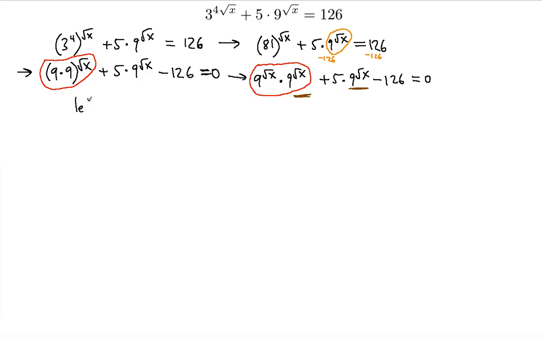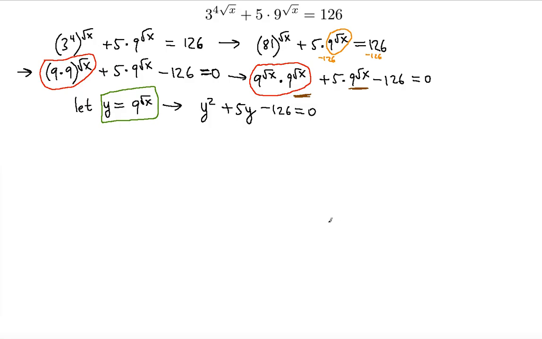So what you're going to do next is let y be equal to 9 to the square root of x power. And that means, as a result, this will be the product of two y's, right? Because each y represents 9 to the square root of x. So the first term is going to be y squared, y times y. Y squared plus 5 times y, because this represents y. I'm going to circle this substitution. So 5y minus 126 is 0.